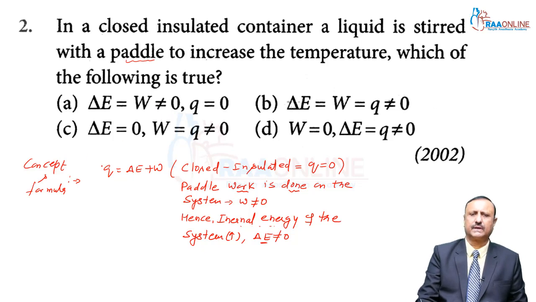So my dear students, this is the formula, and according to this question, a closed system, an insulated container, a liquid is stirred with a paddle to increase the temperature. When temperature increases, it means change in internal energy is done, and when the paddle does work on the system, it means W is not equal to 0. But it is closed and insulated, which is given in this question. So my dear students, Q is equal to 0. So you can see here your answer is A.